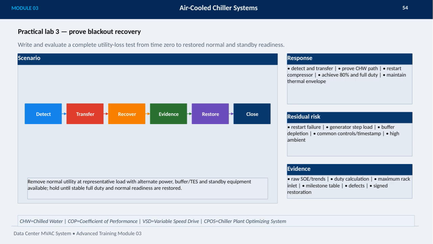Remember, terms like CHW refer to chilled water. COP is coefficient of performance. VSD stands for variable speed drive, and CPOS means chiller plant optimizing system. This structured approach ensures we can confidently recover from a blackout while safeguarding the data center environment.